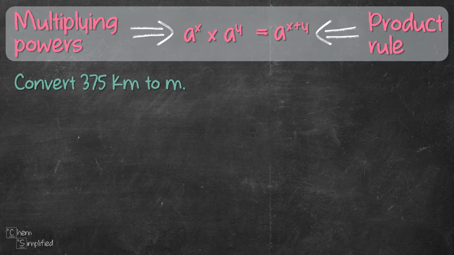Now, how can this be applied to chemistry? Let's look at this conversion question. Convert 375 km to meter. I'm going to set this question up using dimensional analysis. I'll link the video on the top.